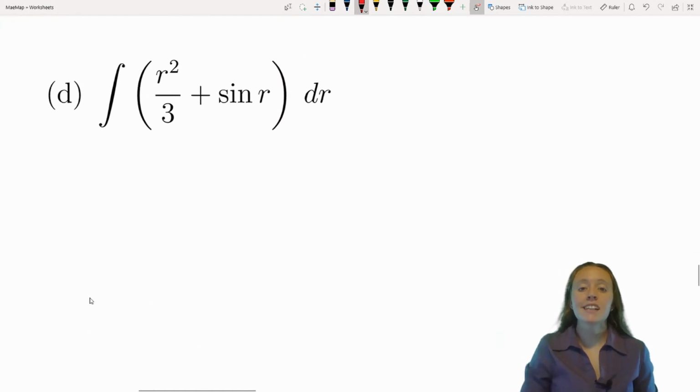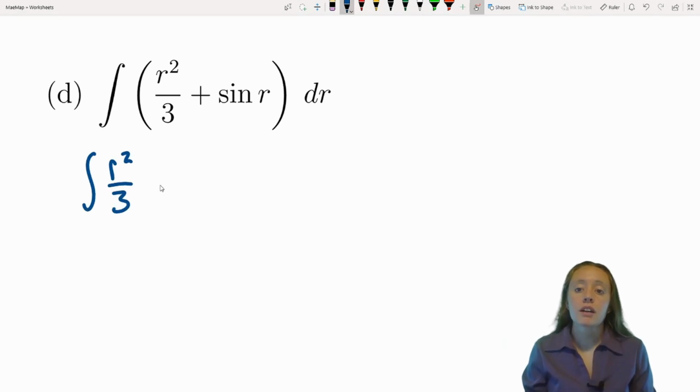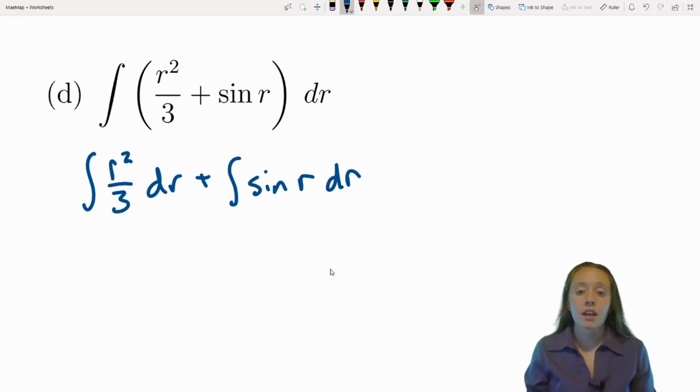Moving on to part d, we're going to be integrating with respect to r. So r squared over 3 plus sine of r dr. We can split this integral up using the sum rule. The integral of r squared over 3 dr plus the integral of sine of r dr. And the more comfortable you get doing some of this in your head, you won't have to split it up and write out all your work. You can just integrate each of those individually without showing the sum rule.